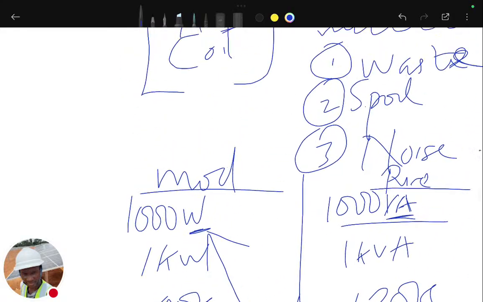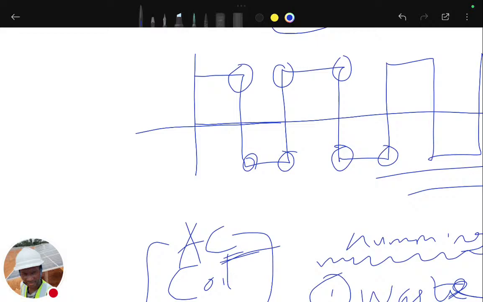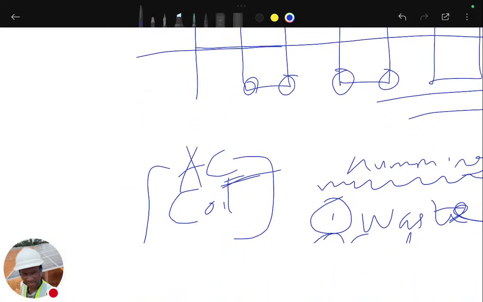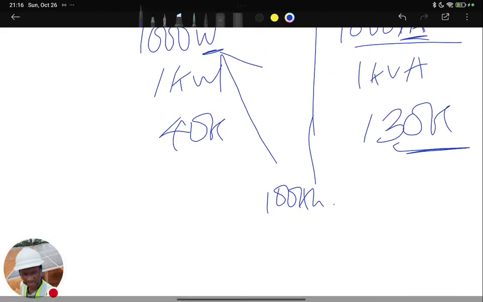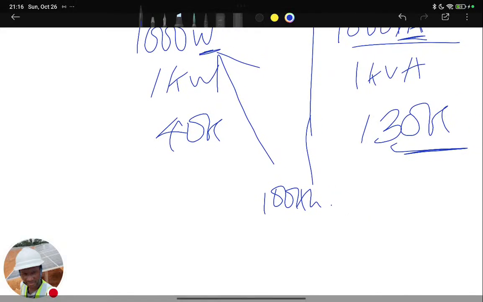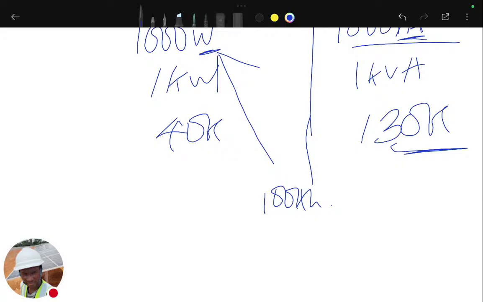So far we have talked about what inverters do. They convert DC to AC. We have talked about the types of inverter, which are the pure sine wave and the modified sine wave. We have talked about rating of inverter. We talked about the disadvantage of modified sine wave and why they are an issue. And we have also talked about how you choose an inverter.